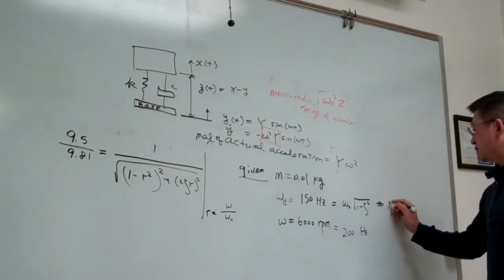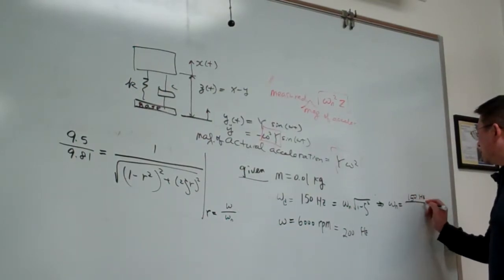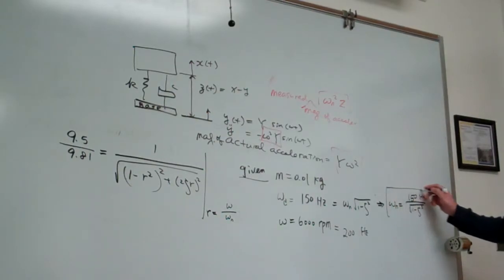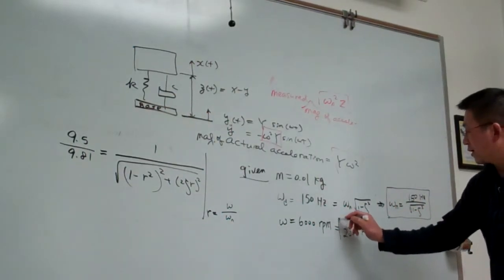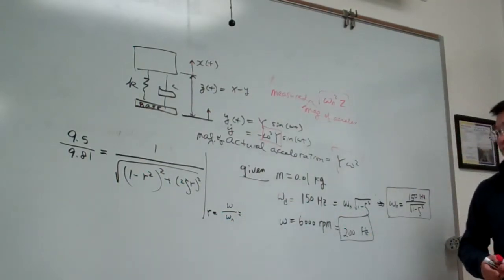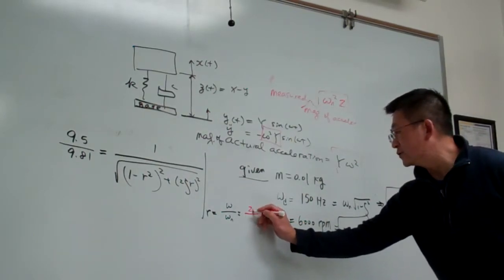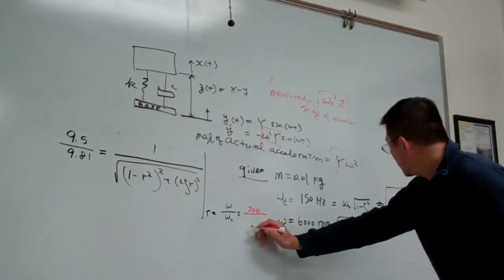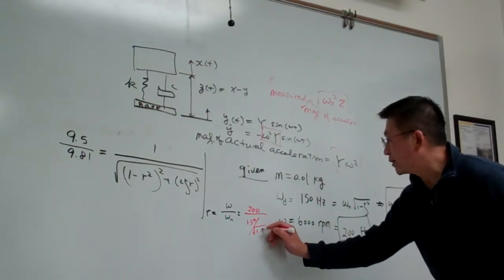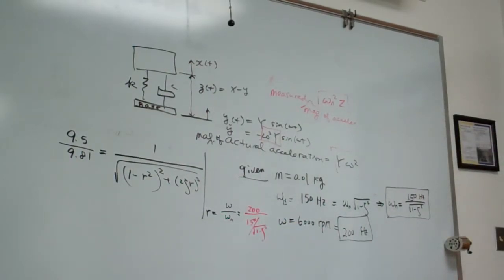So from here you can see omega n is simply equal to 150 hertz divided by the square root of 1 minus zeta squared. So I have this one, and I have omega equal to this. So basically I plug in here. That is equal to 200 and equal to 150 divided by 1 minus zeta squared. So I have these numbers.